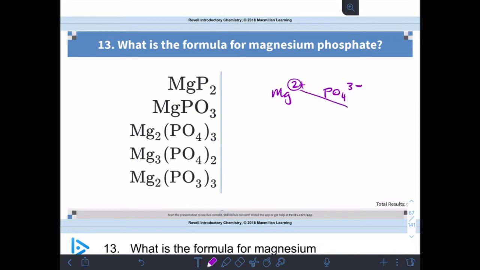So I'm going to crisscross. So I should have Mg3(PO4)2. PO4 needs to be in parentheses, and that subscript 2 tells us that we have 2 of the PO4s.